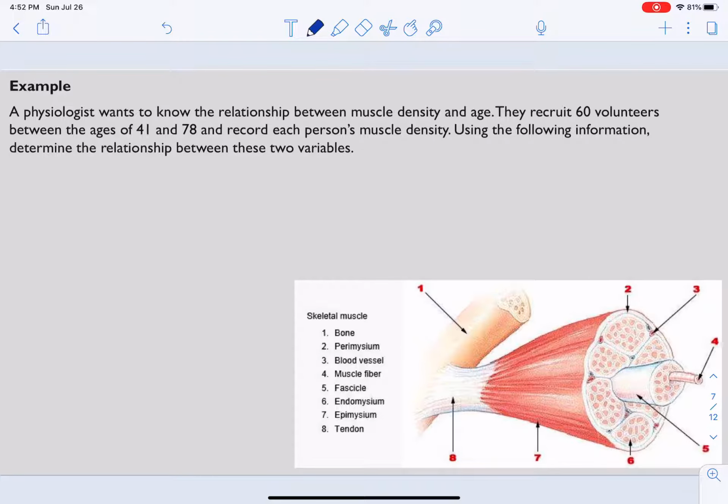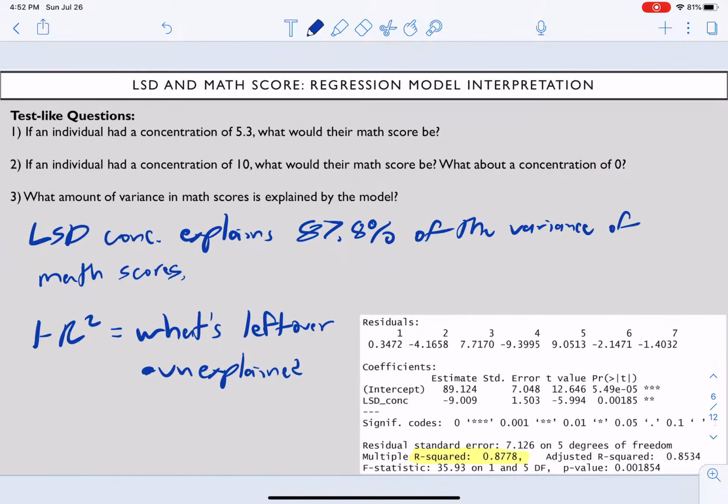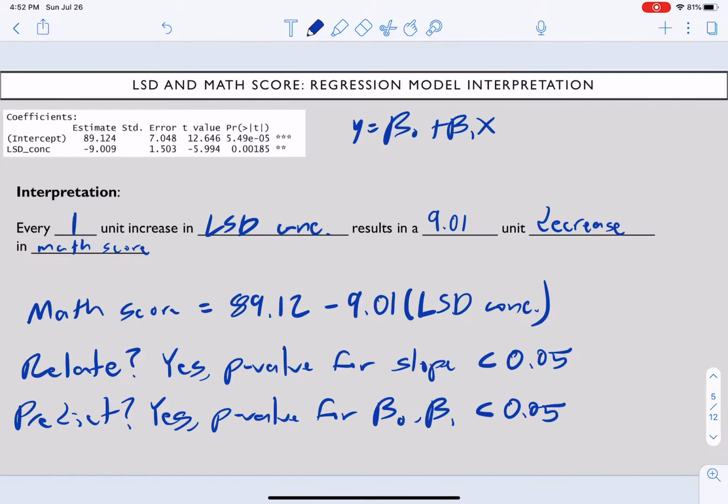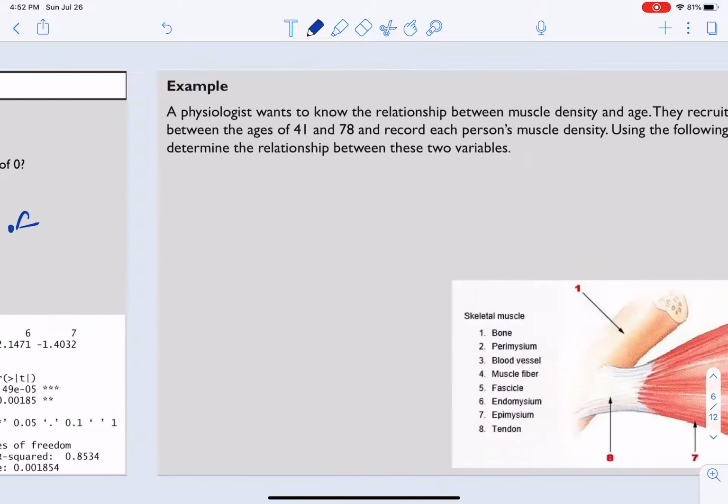Alright, welcome back. In the last video, we were doing an example of a regression on LSD concentration. Yeah, that's right. So hopefully you're not taking LSD while you are taking the test this week, but if you are, you can use this model to kind of figure out how good you'll do.